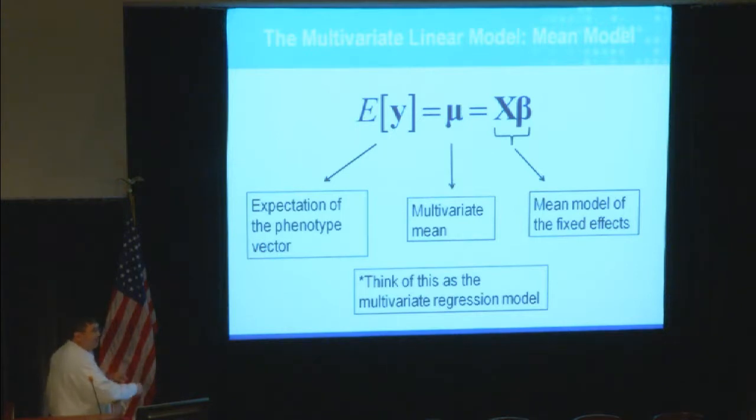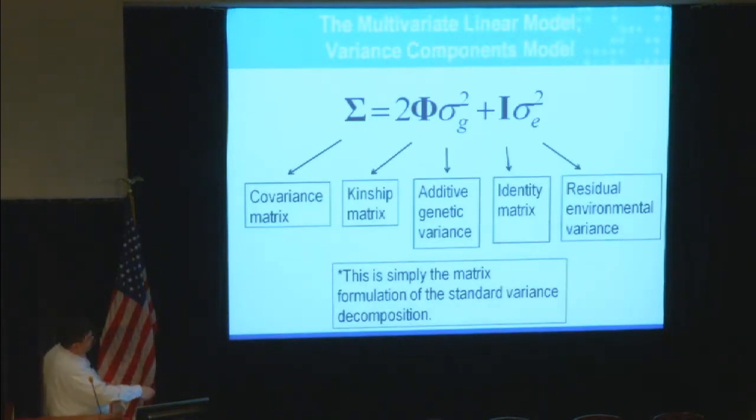All right, so there are two main parts to the overall linear model. There's a model for the mean, and we model the mean of the phenotype vector as this matrix generalization of the regression model. X is the matrix of the mean and the covariate effects, and beta is the vector of the mean and regression coefficients. Okay. And then here's the namesake for the variance components model. If we assume that the genetic and environmental vectors are uncorrelated, we can decompose the variance covariance matrix into this sum of 2 times the kinship matrix times the additive genetic variance plus the identity matrix times the residual environmental variance. And this is simply the matrix formulation for the standard variance decomposition.